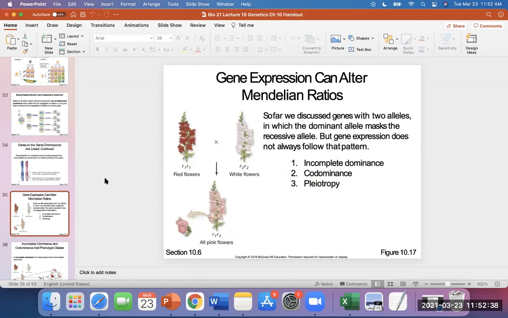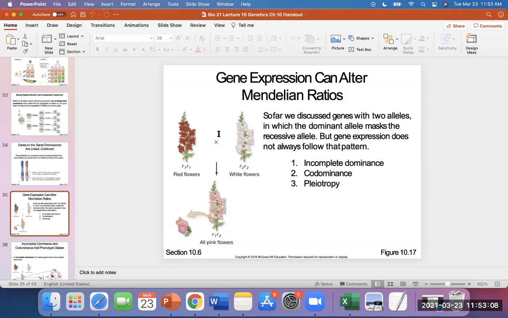Then we have incomplete dominance, codominance, and pleiotropy. Someone help me out with that. What are those? Incomplete is when you have kind of a 50-50 blend. You have a sort of mixture, such as mixing blue and red to give you purple. What about codominance?